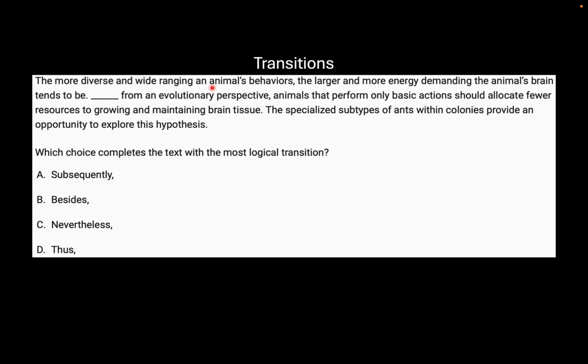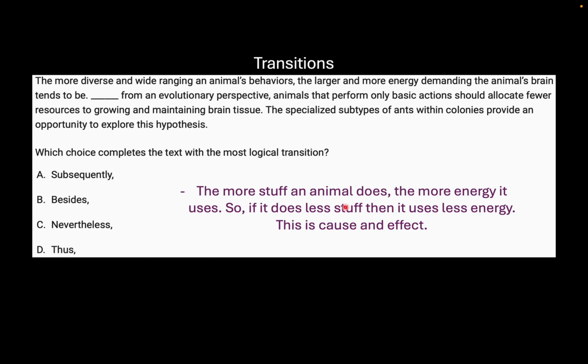The more diverse and wide-ranging an animal's behaviors, the larger and more energy-demanding the animal's brain tends to be. From an evolutionary perspective, animals that perform only basic actions should allocate fewer resources to growing and maintaining brain tissue. The specialized subtypes of ants within colonies provide an opportunity to explore this hypothesis. So the more stuff an animal does, the more energy it uses. So if it does less stuff, then it uses less energy. So this is cause and effect. Something happened, and as a result of the thing that happened, something else happens. Or there's an effect.